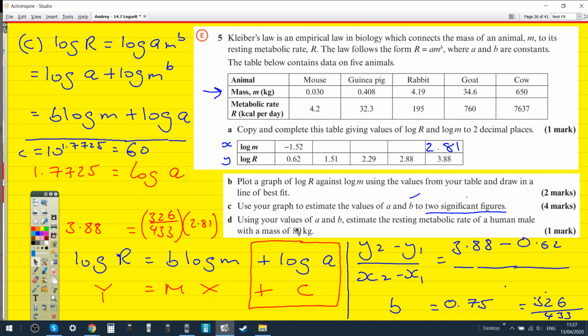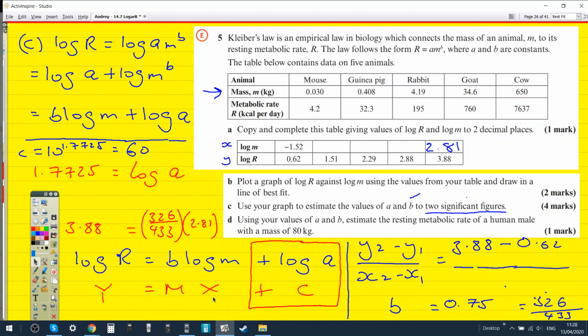Oh, hang on. D. Using your values of A and B, estimate the resting metabolic rate of a human male with a mass of 80. How would you do that? Part D, we forgot to do it. Using the values of A and B, would I just sub in A, B, and M into that to get the answer? Yeah, that's exactly what you would do. Do you want to try it?